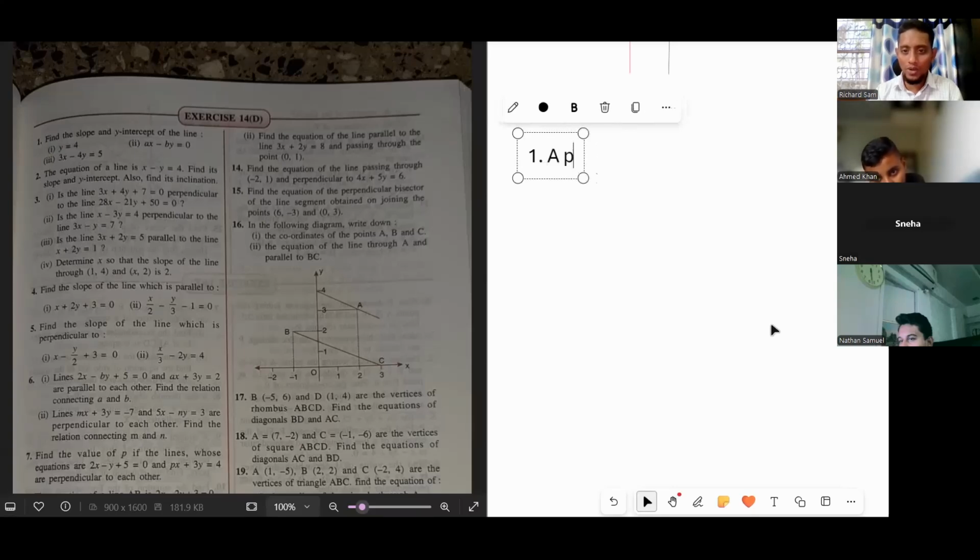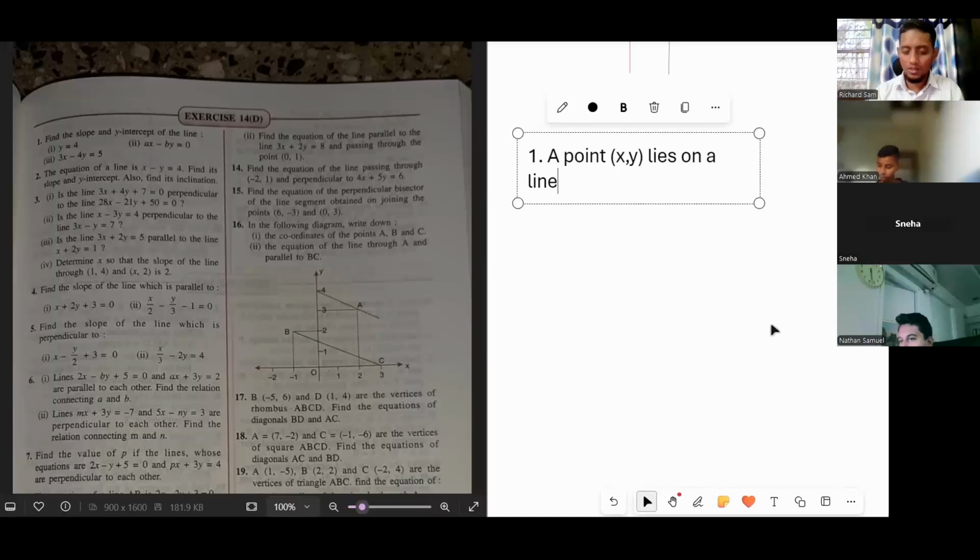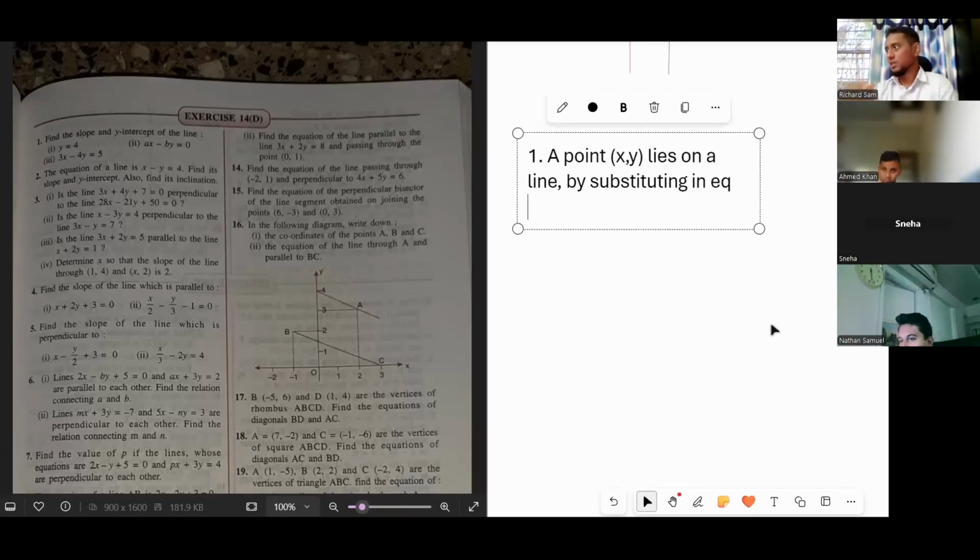A point x comma y lies on a line. How do we prove this? By substituting in the equation, right? You can prove that a point lies on a line by substituting that value in the equation. That is what we did in the first exercise.